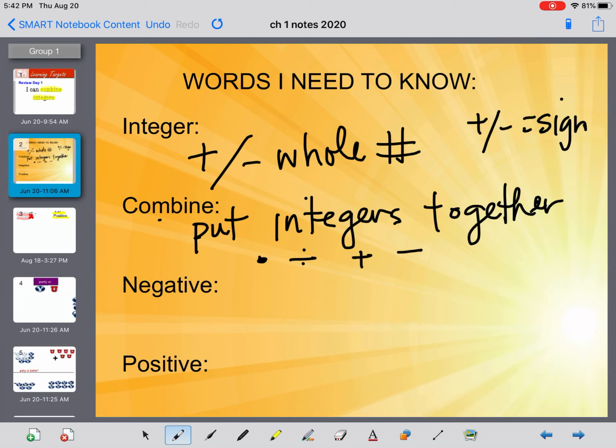All right, a negative number, remember, is just some number that's less than 0. So on our number line, it's to the left. And a positive number is a number that's greater than 0. So there's some good vocabulary that we need for our lesson today.